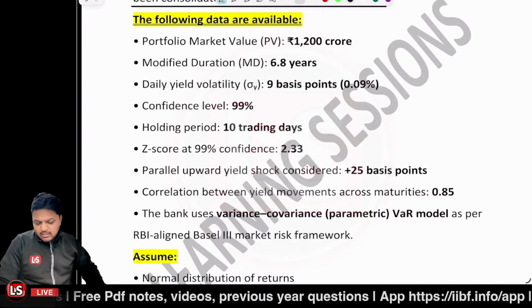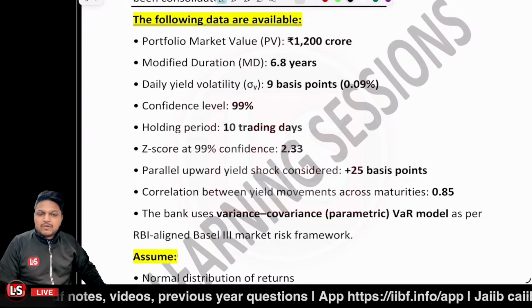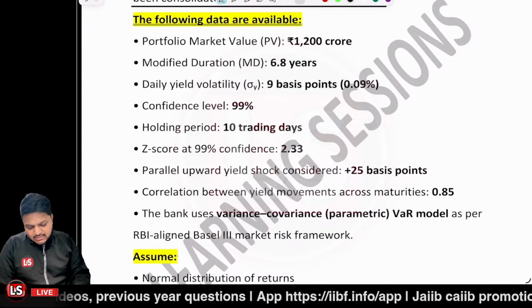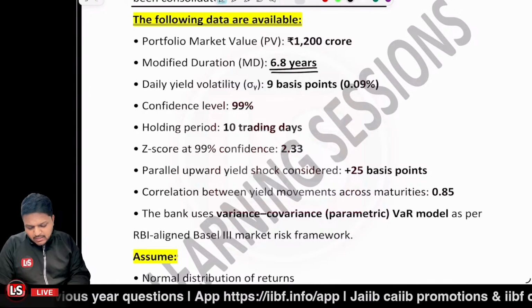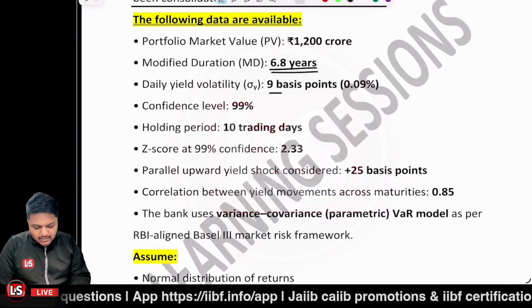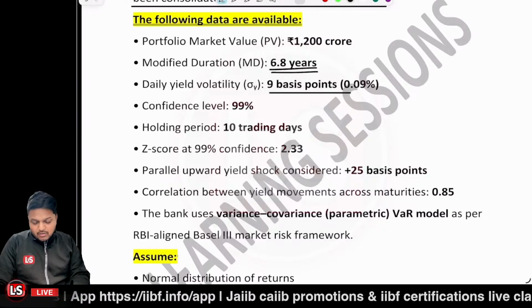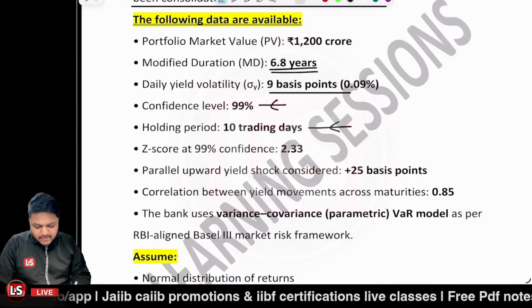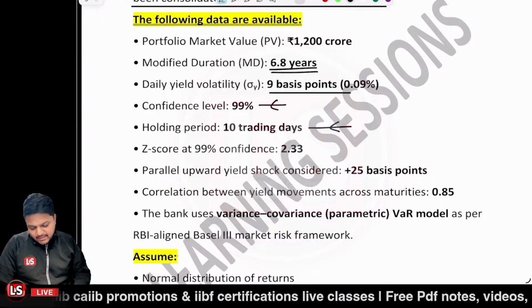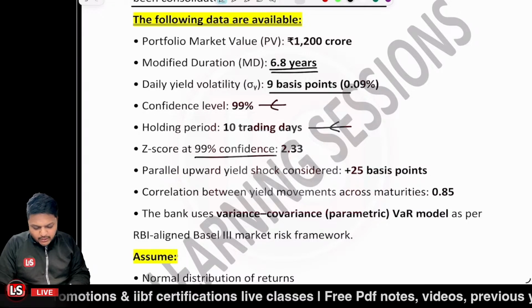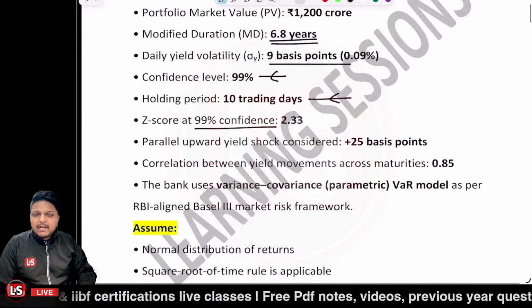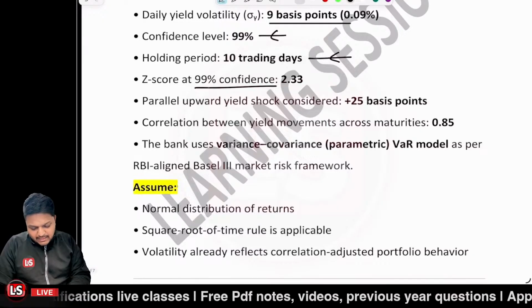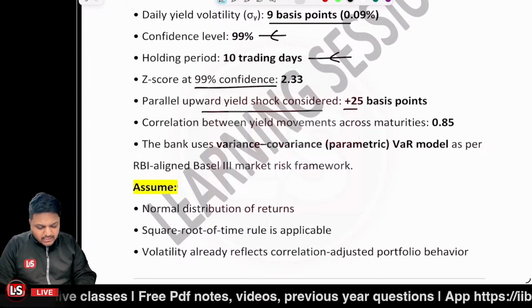We have the portfolio market value of 1200 crores. The modified duration is given to be 6.8 years. The daily yield volatility is 9 basis points. Confidence level is given to be 99%. Holding period, this is a defense period, is 10 trading days, and Z score at 99%, we already know, is 2.33, right? And parallel upward yield shock considered is plus 25 basis points.